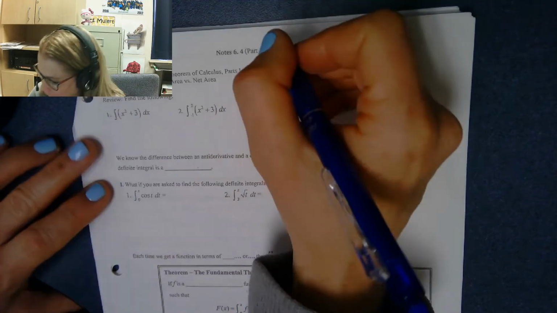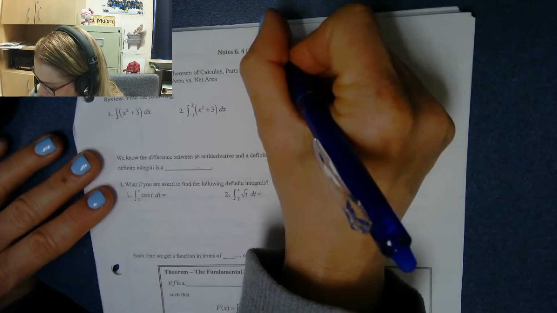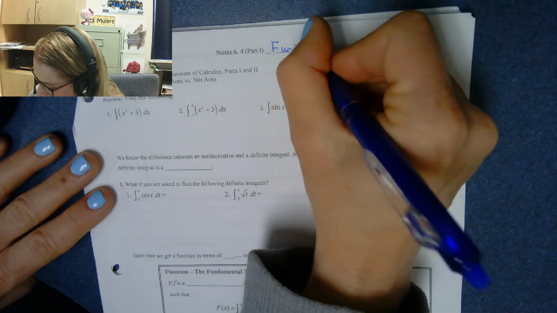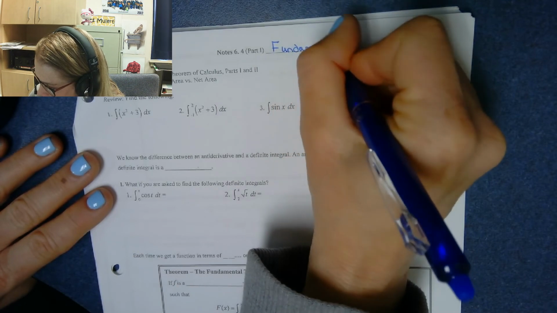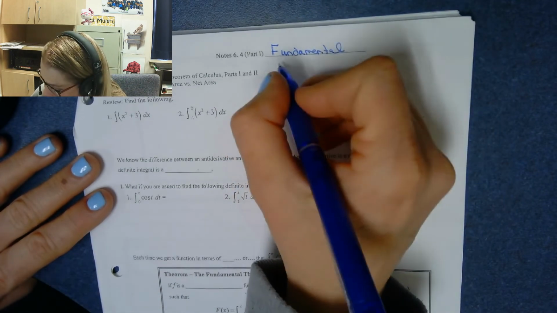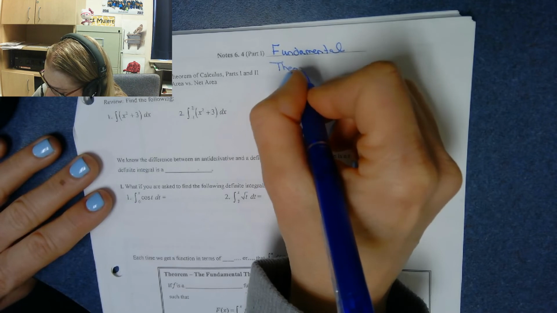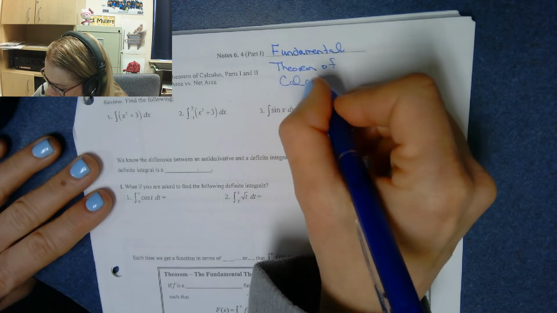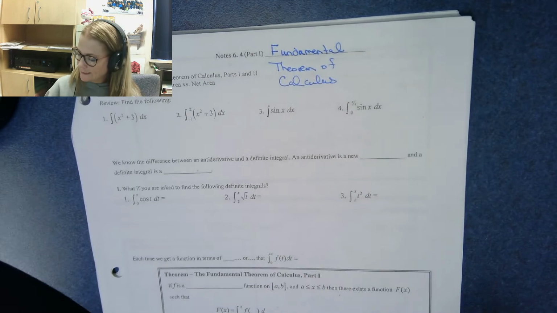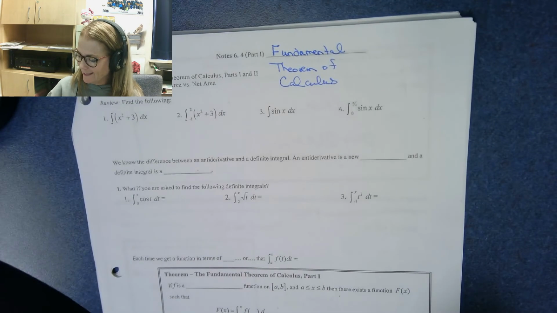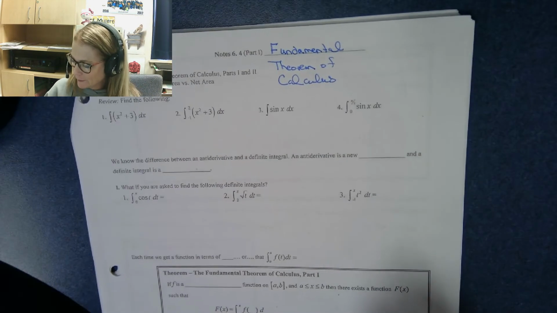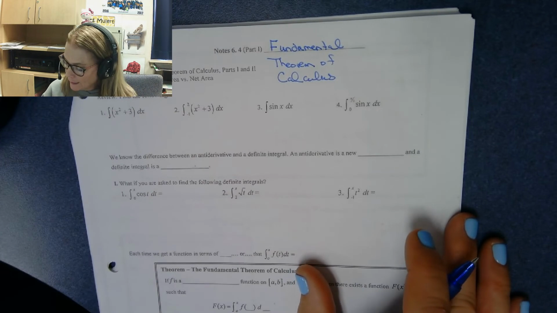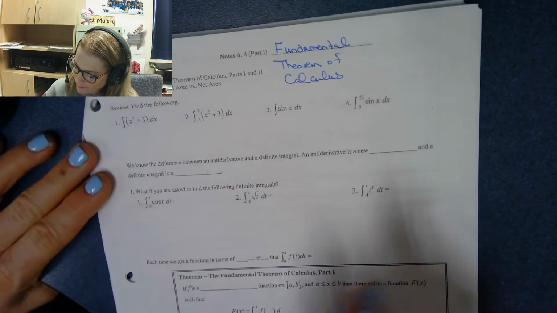Here we are, 6.4 part 1, the FTC, the Fundamental Theorem of Calculus. And you know me, in 20 seconds or less, this is basically that the derivative and the integral are inverses. So let's do some little warm-up problems here.